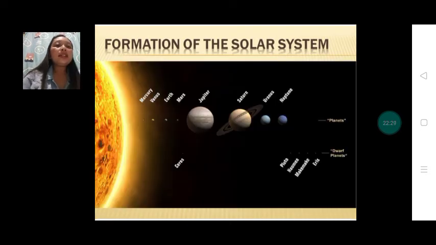Okay, so now let's take a look at the formation of the solar system. Okay, so the Mercury, Venus, Earth, Mars, Jupiter, Saturn, Uranus, and Neptune. So these are what they call planets. And then there are also dwarf planets, which are Pluto, Haumea, Makemake, Eris, and Ceres. So mao na siyang itawag nga the dwarf planets.